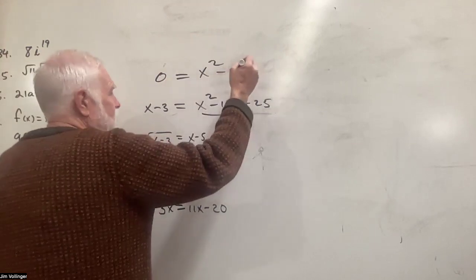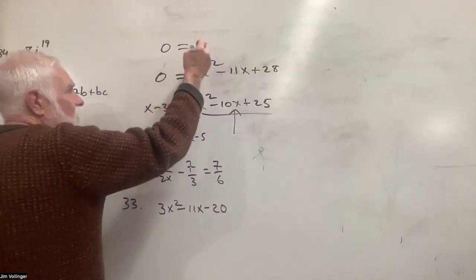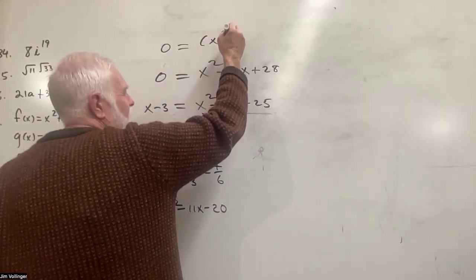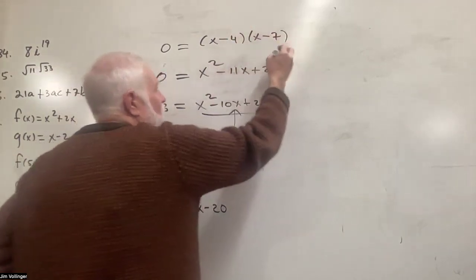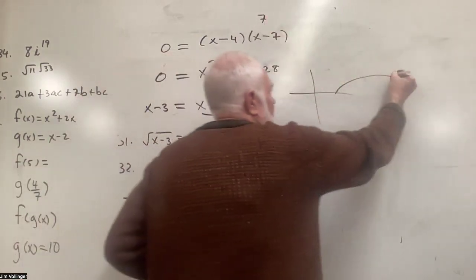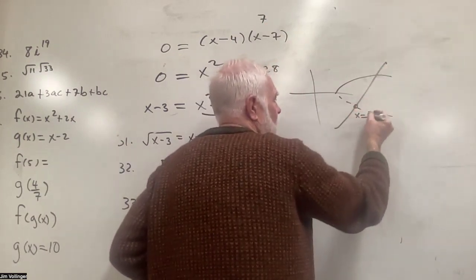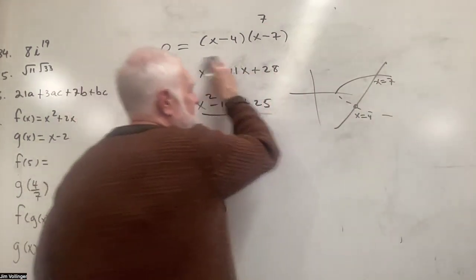Minus 11x, add 3, 28. Oh, 4 and 7. So 0 equals x minus 4 times x minus 7, both negative. And I know that 7 is the only number that's going to work because the other answer was fictitious. Right, there's the x equals 4. Here's the x equals 7 over here. Enough said. Pause the video, look at it again.